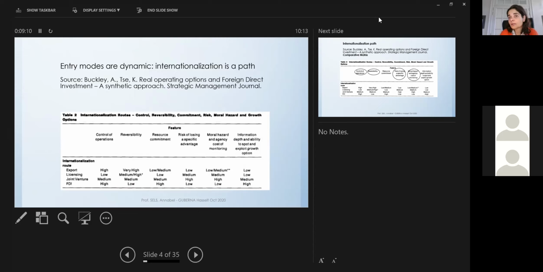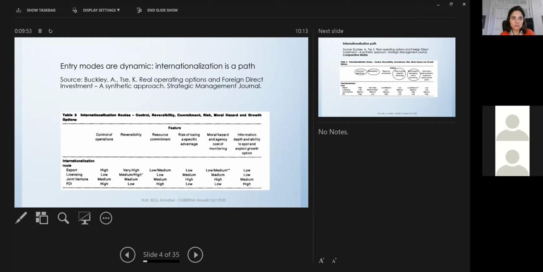Moral hazard if you have a partner, and the agency cost of monitoring. Remember from our economics of information reasoning that first of all, you need to know whether your partner is trustworthy. Remember the bounded reliability that you have, and then when the contract is concluded and you have moral hazards, the partner can behave opportunistically and you need to monitor. And then you have the last element, which is also interesting, the growth options and the information depth and ability to spot and exploit growth in that region, in that geographical market. We see the differences.